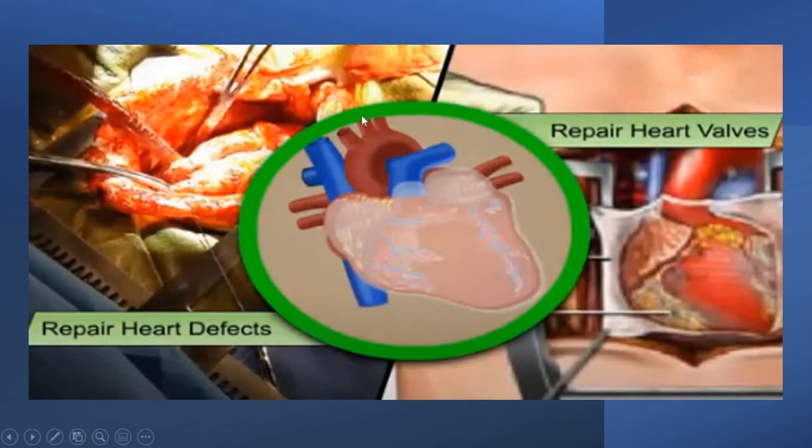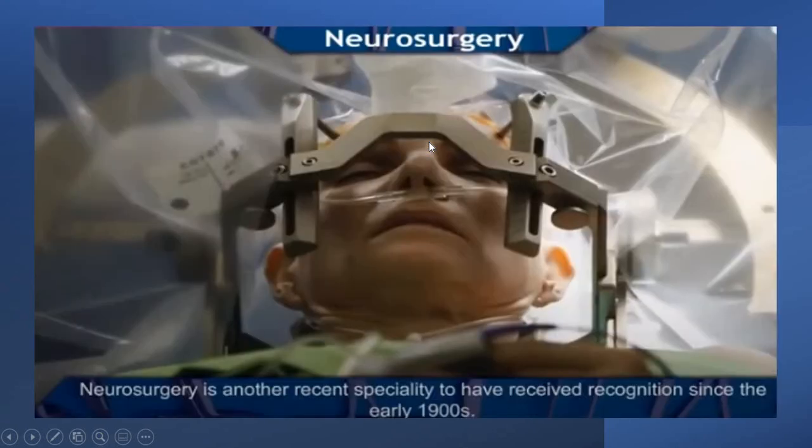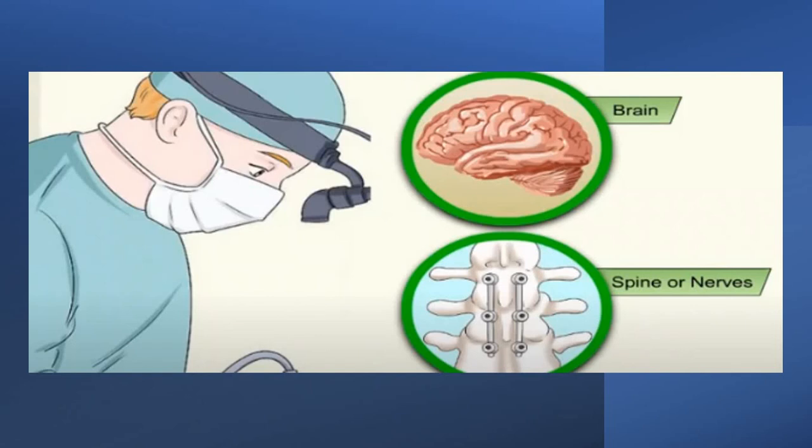Now let us move on to neurosurgery. Neurosurgery is another recent specialty to have received recognition since the early 1900s. It is concerned with the treatment of disorders of the nervous system. Neurosurgeons operate on the brain, the spine, or nerves. They can treat patients of all ages from the newborn to the elderly who have suffered a stroke.